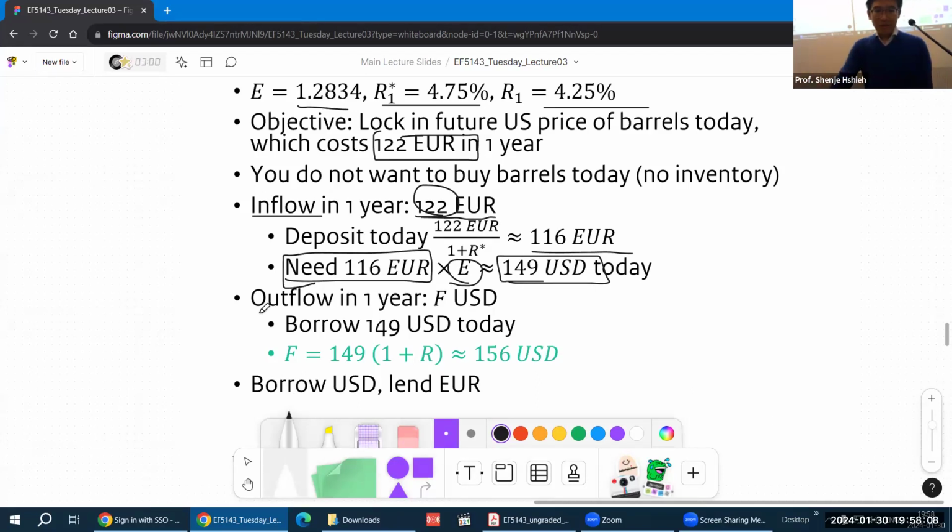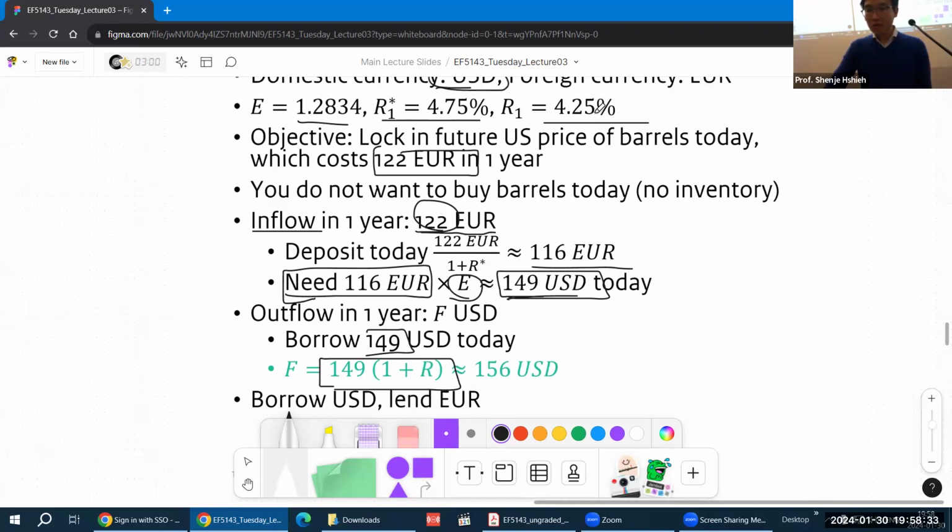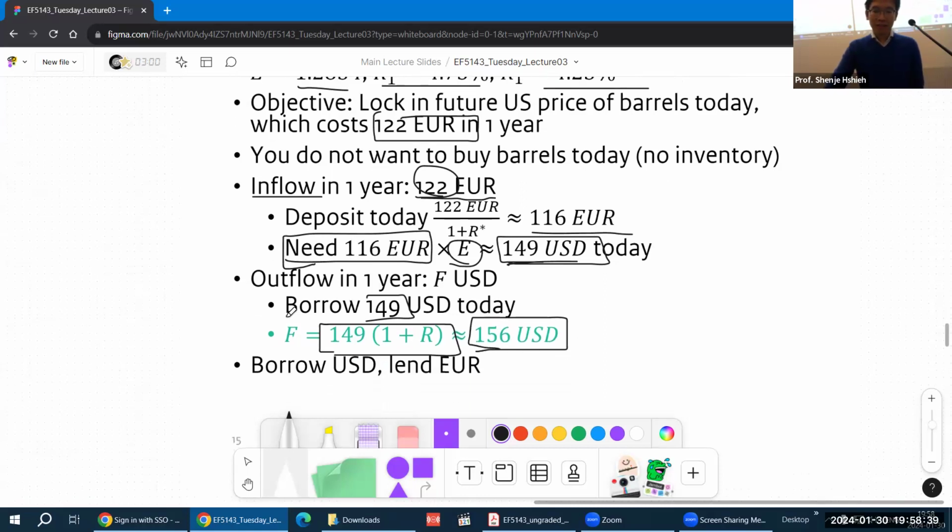All right. Outflow. So I need to pay out F in the future. And what I'm going to do is I'm going to borrow this amount, right? This is what I need. So let's borrow it today, which means that I will pay an interest, principal plus interest of 1.49 times 1 plus R, right? We can calculate this F now. It's 1.49 times 1 plus 4.25%. That gives us $1.56, right? So this is what I owe 1 year from now.